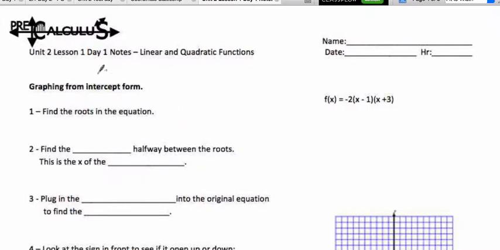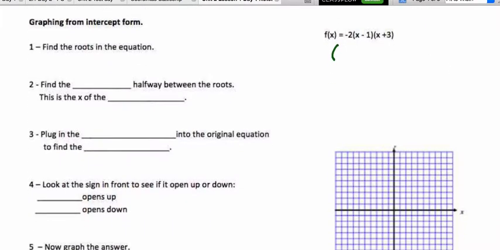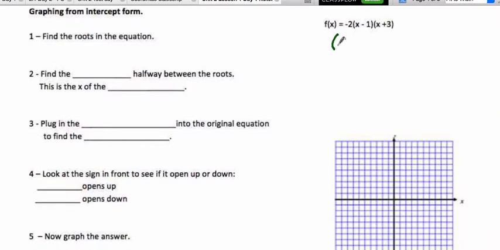Okay, so what about when it's intercept form? Well, everything's already kind of there, so you just need to pull everything out. So find the roots in the equation. So remember, the roots are just right here, and it's going to be the opposite of what's there. So we're looking for the x-intercepts. So we're going to pull this out, and this is going to be positive 1.